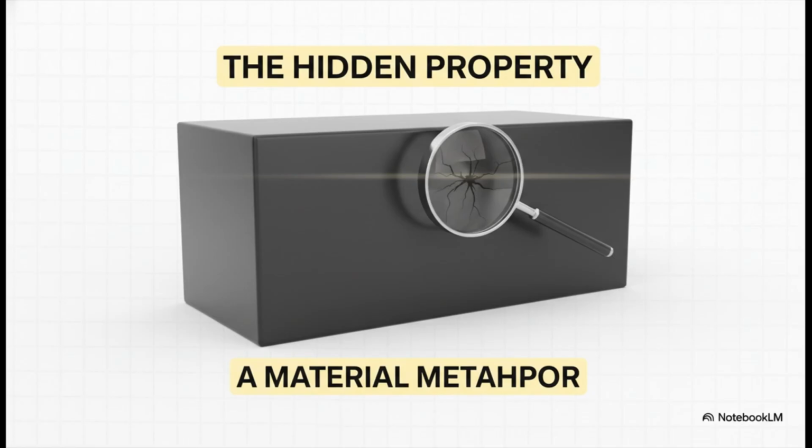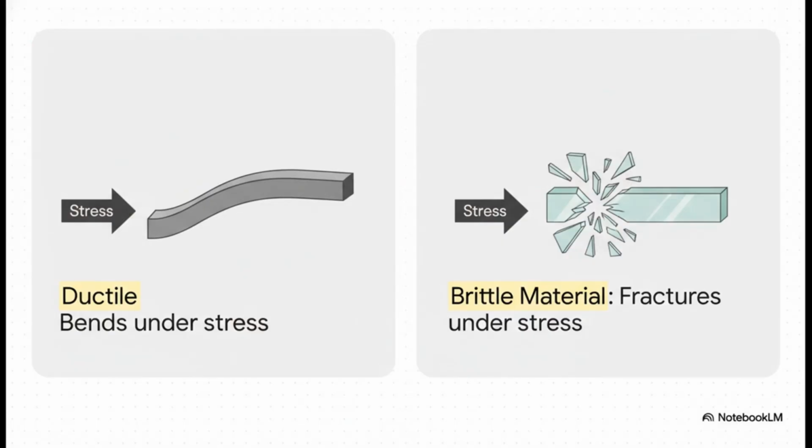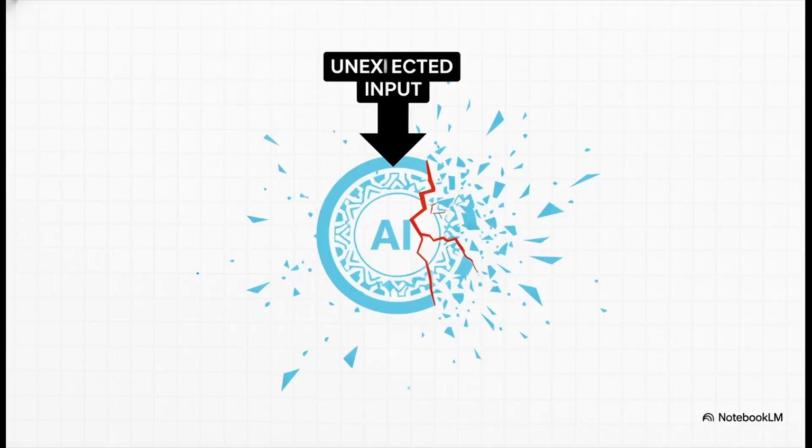And honestly, there's a perfect metaphor for this from materials science. Think about the difference between a metal wire and a piece of glass. A wire is ductile. When you put it under stress, it bends, it deforms. But a brittle material, like glass, doesn't bend. It holds its shape perfectly, right up until it hits a very specific breaking point. And then it doesn't bend. It just shatters.